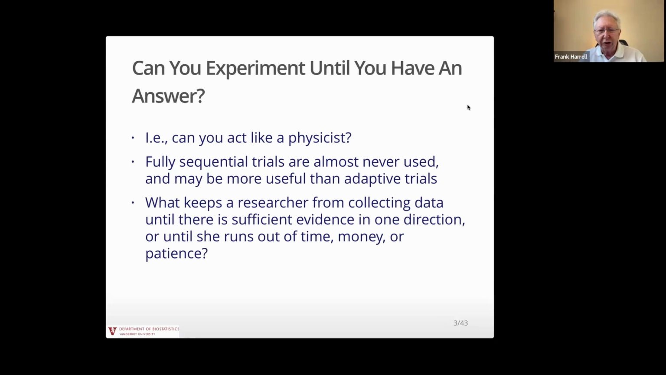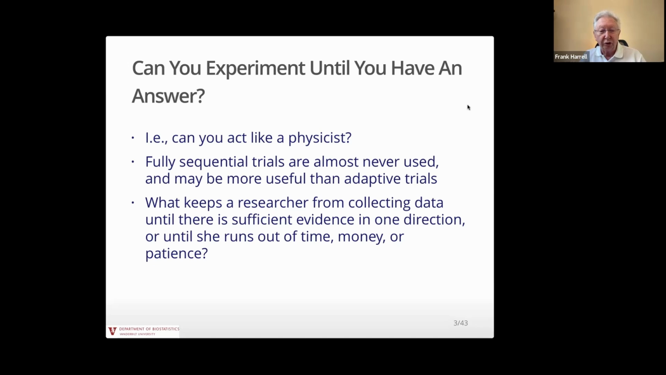So why is it that medical research, and especially drug development, is one of the very few fields that operates in a completely different mode? Can we act like a physicist and do really sequential learning, sequential experimentation? What we find is in biomedical research, sequential experimentation is almost never used. And it really offers a lot. Sometimes it even offers more complex things, such as adaptive trials.